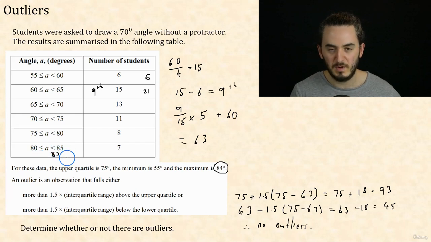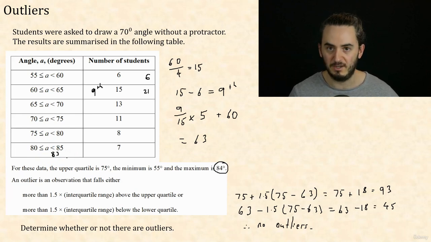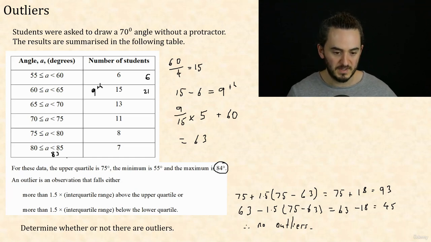So in some situations, you need to conclude that we don't know if there are outliers. But in this situation, we know there aren't, because the maximum angle drawn was less than our upper bound, and the minimum angle drawn, 55, was more than our lower bound. All right, so there's a look at outliers. I hope that was useful.